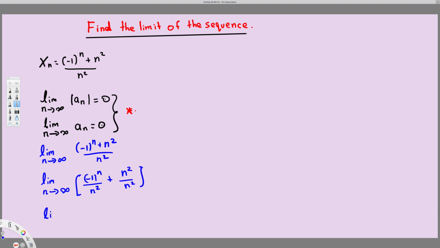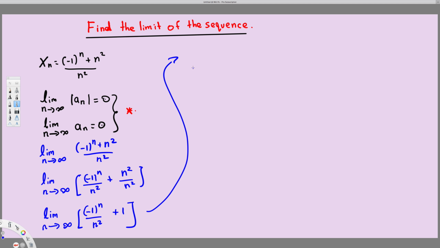Let's try to rewrite this one. The limit as n approaches infinity of (-1)^n over n squared plus 1, right? And we can take the limit for both separately. Let's continue. This is going to be the limit as n approaches infinity of (-1)^n divided by n squared plus the limit as n approaches infinity of 1. The limit of 1 is just 1, so we don't have to worry about that one right here.